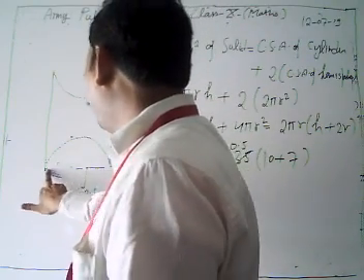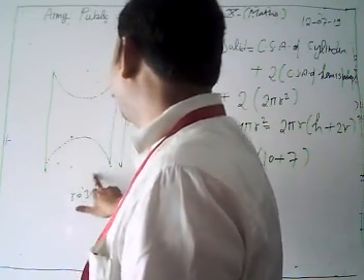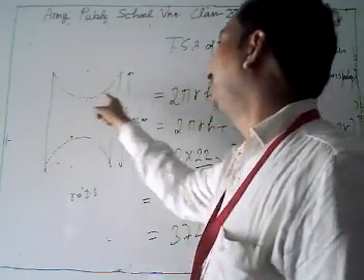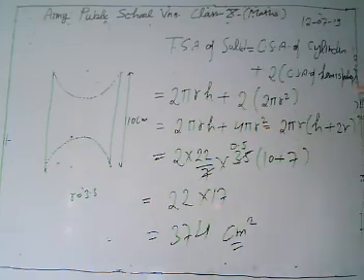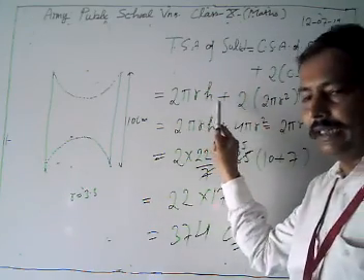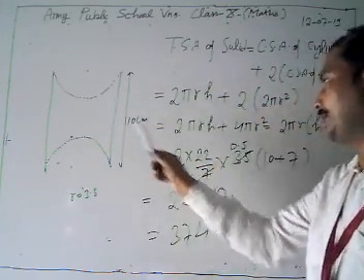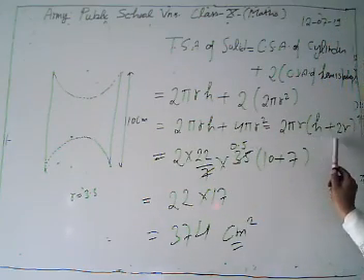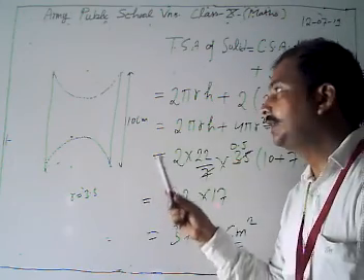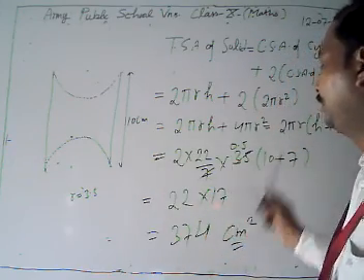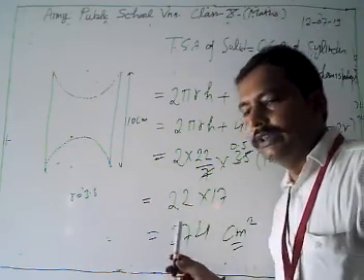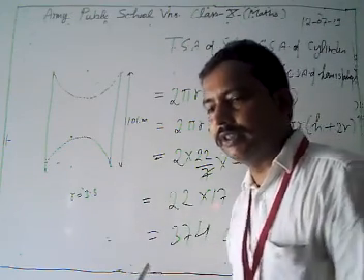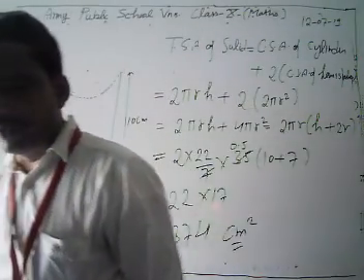To find the TSA of this solid, we have to find the curved surface area of the cylinder plus the curved surface area of the two hemispheres. The curved surface area of the cylinder is 2 pi r h, and the curved surface area of two hemispheres is 2 into 2 pi r square. After solving, we get 2 pi r times h plus 2r. Putting h as 10 and r as 3.5, we get the TSA of this solid as 374 centimeter square. Now we move on to our next problem.